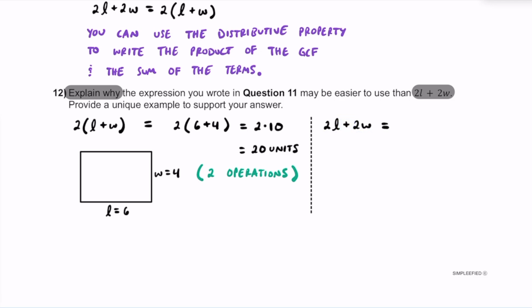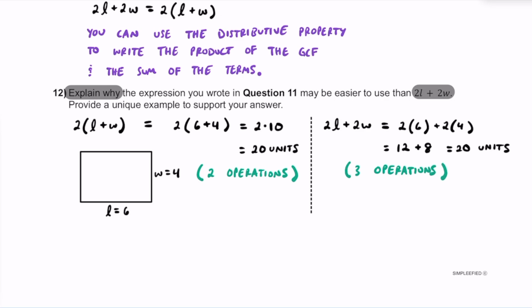If we use those hypothetical values of 6 and 4, it'd be 2 times 6 plus 2 times 4. If we simplify this, 2 times 6 would be 12, so that's one operation. 2 times 4 is going to be 8, that's a second operation. And if you add these two together, we're going to get 20, that's a third operation. So we do get the correct perimeter in both situations of 20 units here. But notice in this particular case, using the original one, we have 3 operations that we completed instead of the 2 operations that we did earlier.